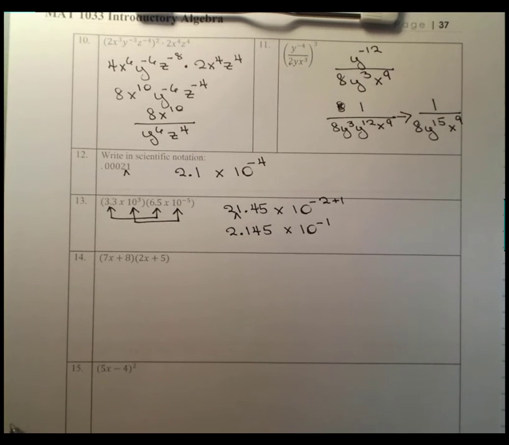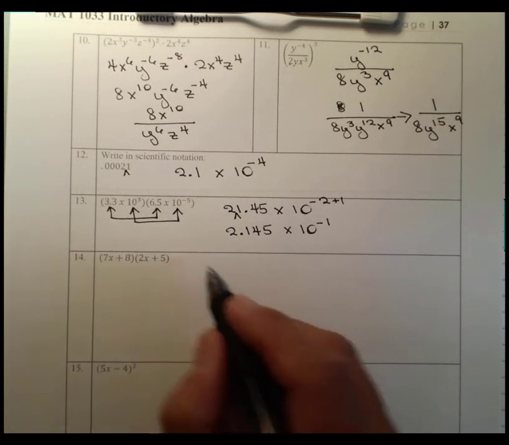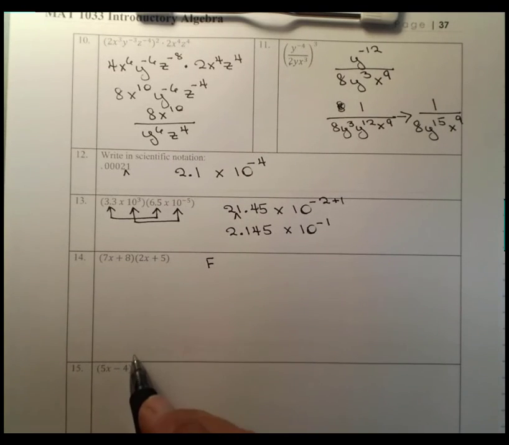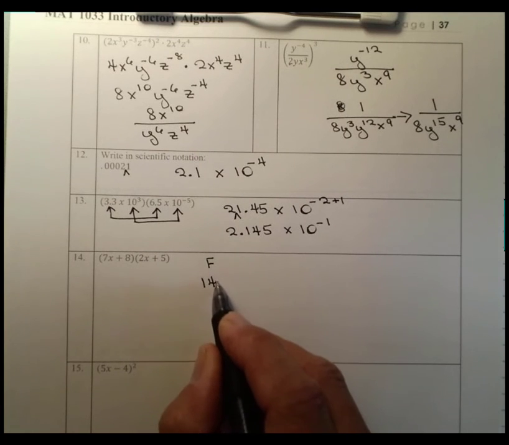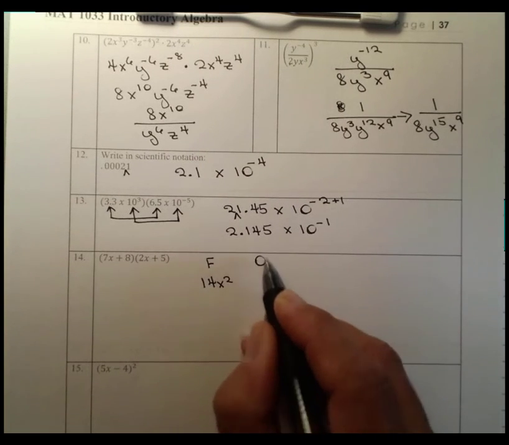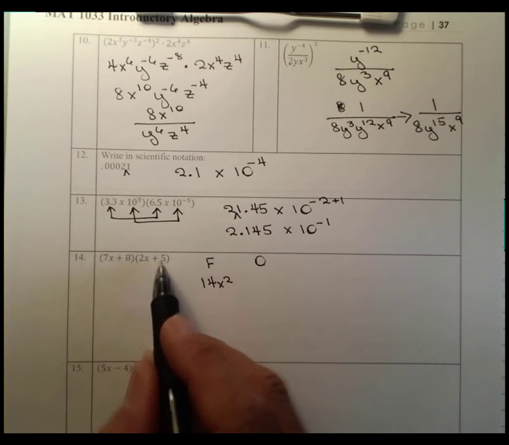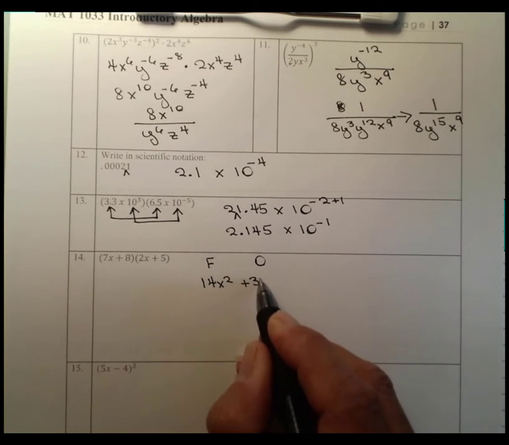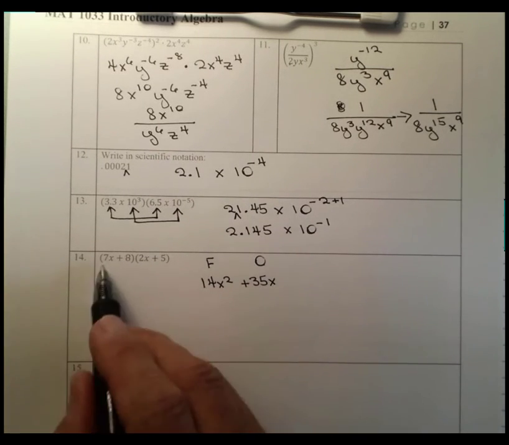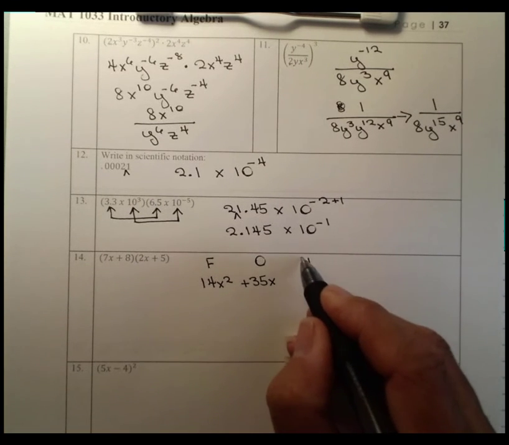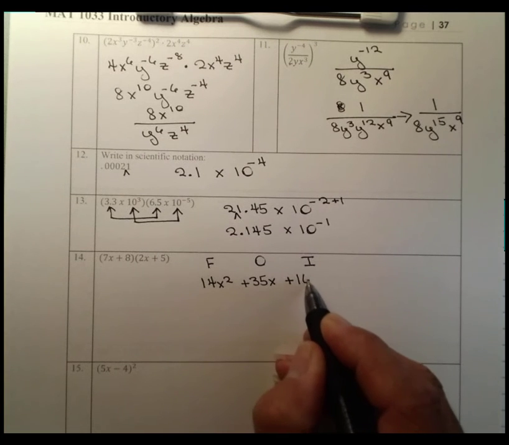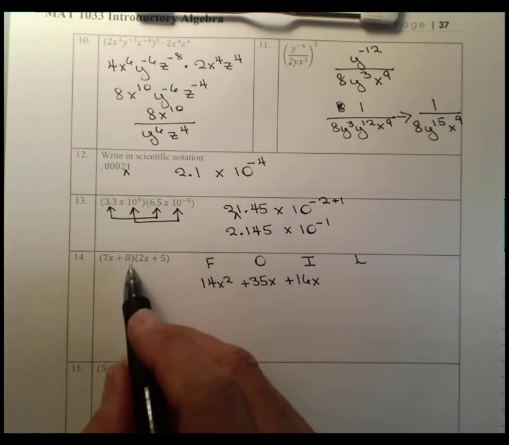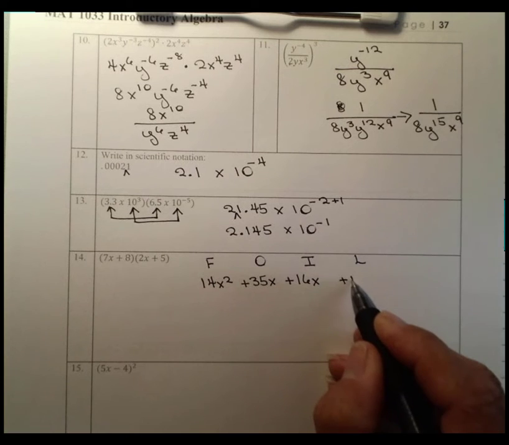Next, I've got two binomials that I want to multiply together, and you'll recognize this as a FOIL problem. So I'm going to come down here and say the first terms multiplied together, 7x times 2x would give me 14x squared. And then I'll do outside terms, 7x times 5 is going to be a positive 35x. We have all positives here, but be sure you watch the signs on these. Inside terms, 8 times 2x, a positive 16x. And last terms, 8 times 5, a positive 40.